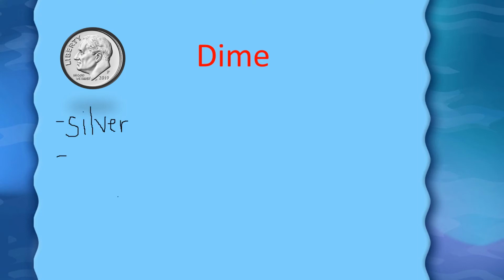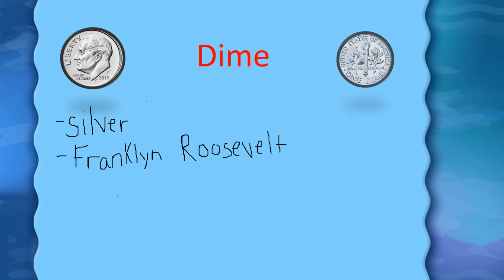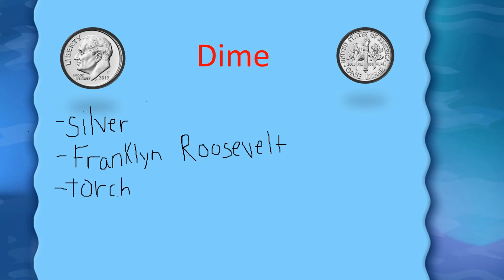In the dime, we could see Franklin Roosevelt. So let's write Franklin Roosevelt down. So we have Franklin Roosevelt in the front. On the back side of this coin, we have a torch. So let's write torch down. And the most important part, how much is this coin worth? It's worth 10 cents. So let's write 10 cents down. When you count this coin, you will skip count by 10. So you go 10, 20, 30, 40, 50, and so on.